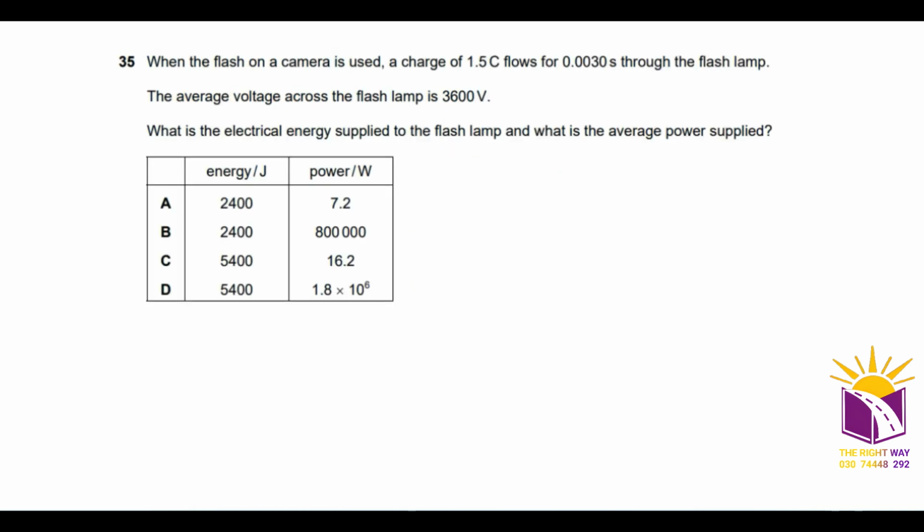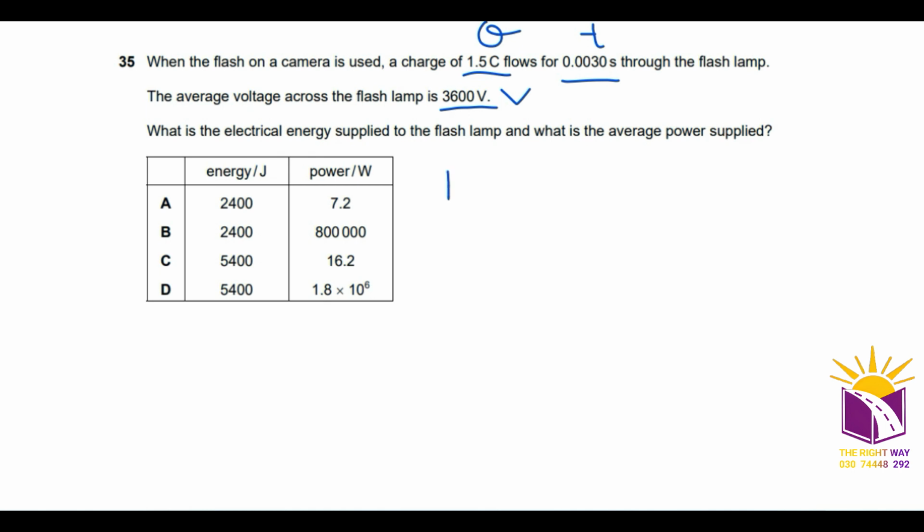Question number 35. When the flash on a camera is used, a charge Q equal to 1.5 coulomb flows for a time of 0.0030 second through the flash lamp. The average voltage across the flash lamp is 3600 volt. What is the electrical energy supplied to the flash lamp, and what is the average power supplied?